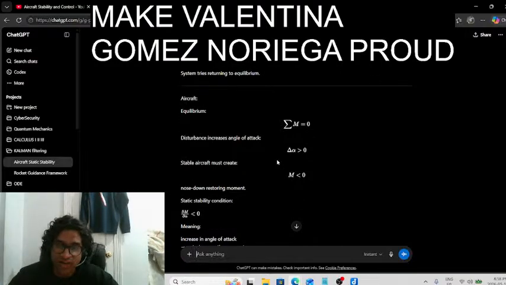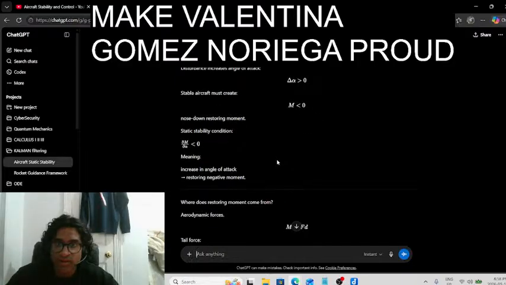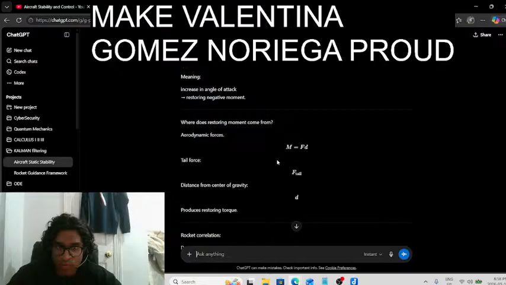In this case, you're going to have a nose down restoring force. So the static stability condition is that curl m by curl alpha must be less than 0. So an increase in angle of attack would mean that there will be a restoring negative moment.